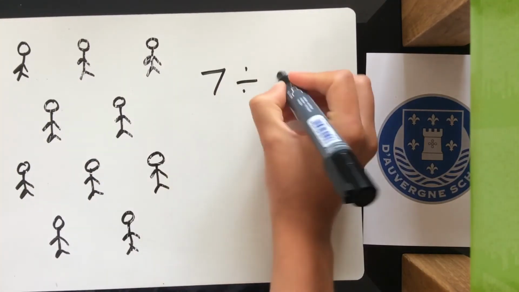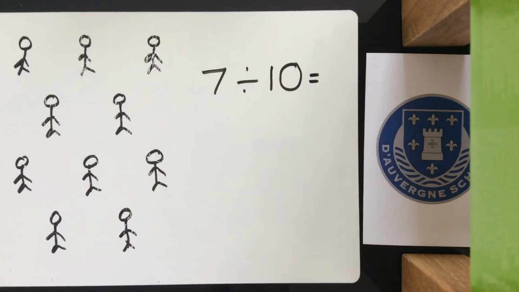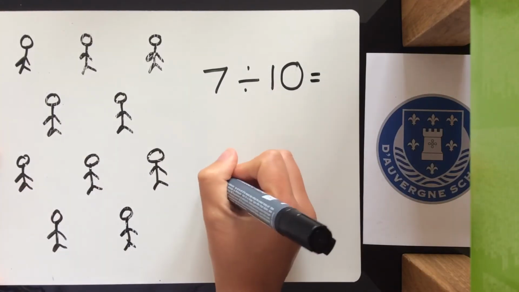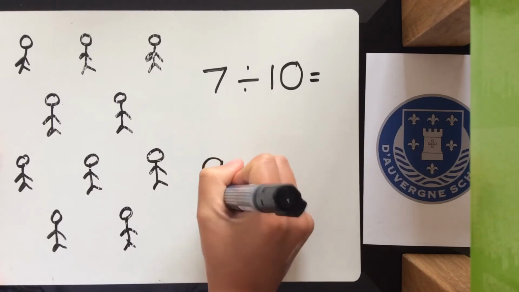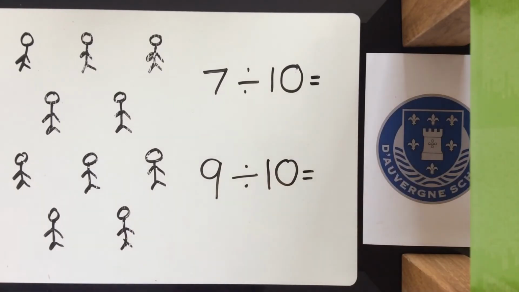7 divided by 10. Let's imagine there were 7 chocolate bars divided by my 10 children. How much would they get each? And then I'd like you to have a go at 9 divided by 10. Pause the video now whilst you give that a go.